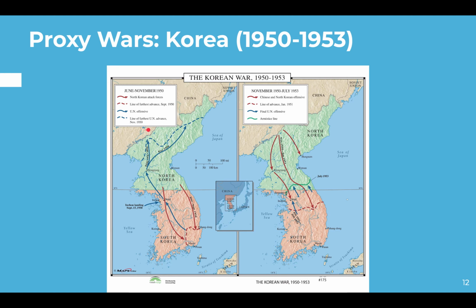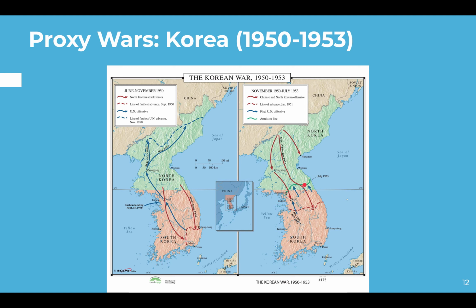And eventually, after about 3 years, more like 2 years of stalemate, the North and South Koreans sign an armistice or a ceasefire, and the new border, what is now called the demilitarized zone, is this green line here. And since it's a ceasefire, that means technically North and South Korea could resume this war at any time.